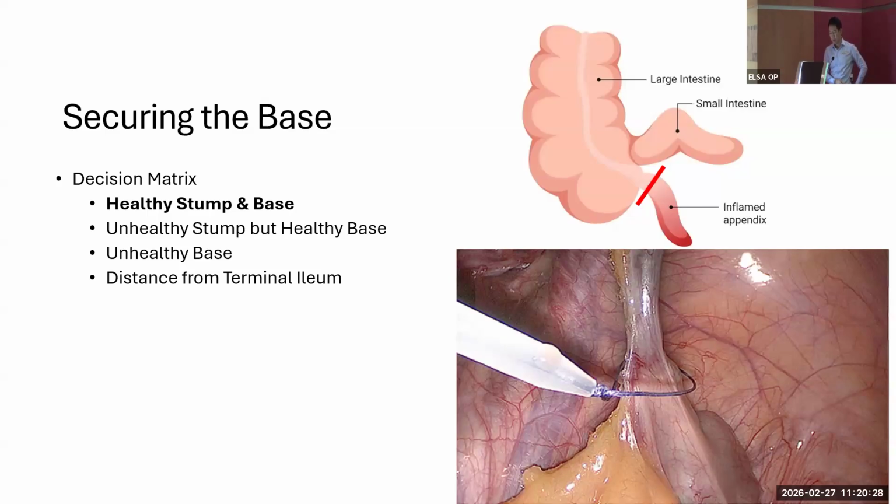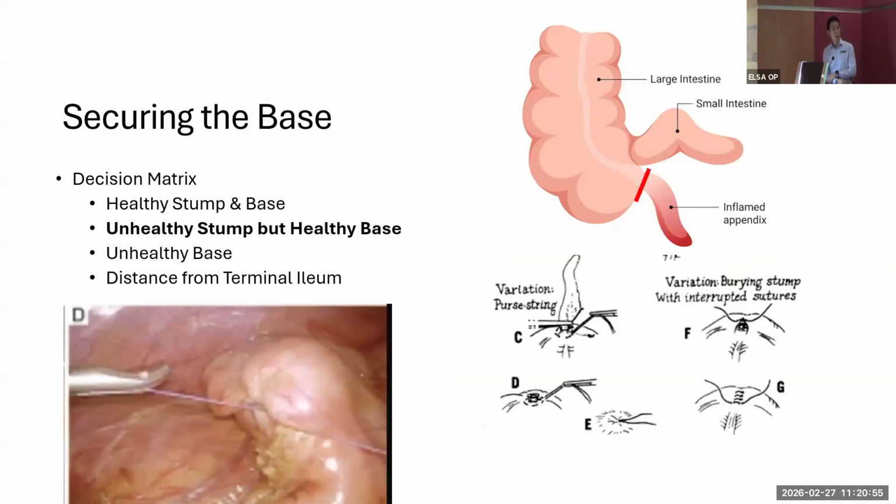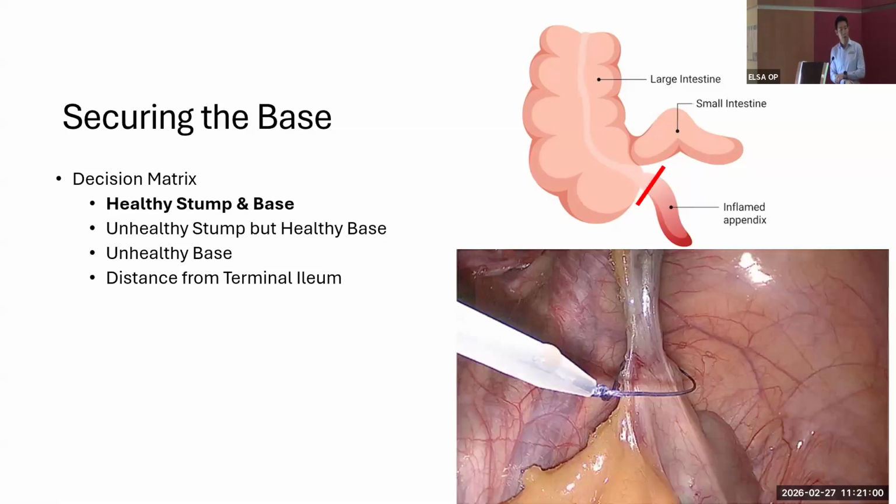But what if the stump is unhealthy? That means the stump is unhealthy over here, but the base is healthy. What can you do? If you were to put the endoloop here, it's an unhealthy stump, there's a risk that number one, the endoloop may cheese wire through, cut through, you get a hole in the cecum. Or even if you secure the stump, if it necroses off, you will still get a stump blowout. So in that instance, what I like to do is I put a purse string after securing the stump here with the endoloop. I do a purse string and I bury the stump.